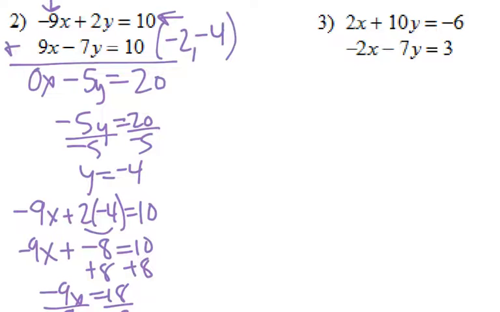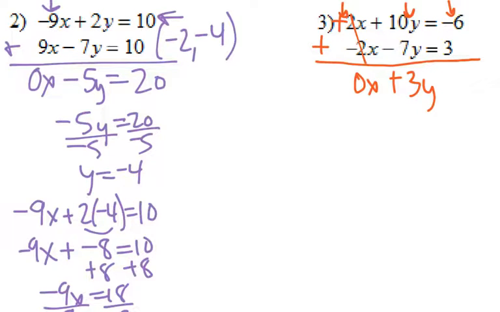That's where they intersect. Number 3, same idea. X's, y's, regular numbers lined up. A positive 2 and a negative 2, so I'm going to add them. And we can get rid of the y values as well, but right now it's set up so the x values are the ones that are easier to get rid of. So that'll be 0x, 10 plus a negative 3 is positive 3y, negative 6 plus a 3 is negative 3. So negative 3y equals negative 3, divided by 3. We get y equals negative 1.